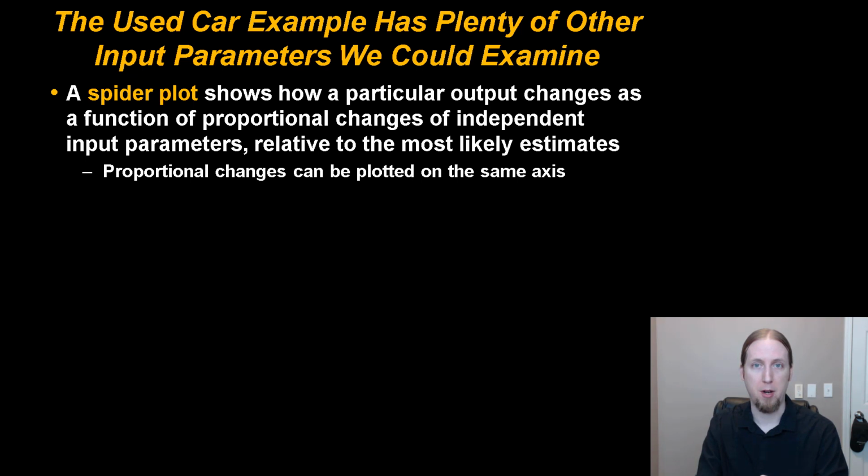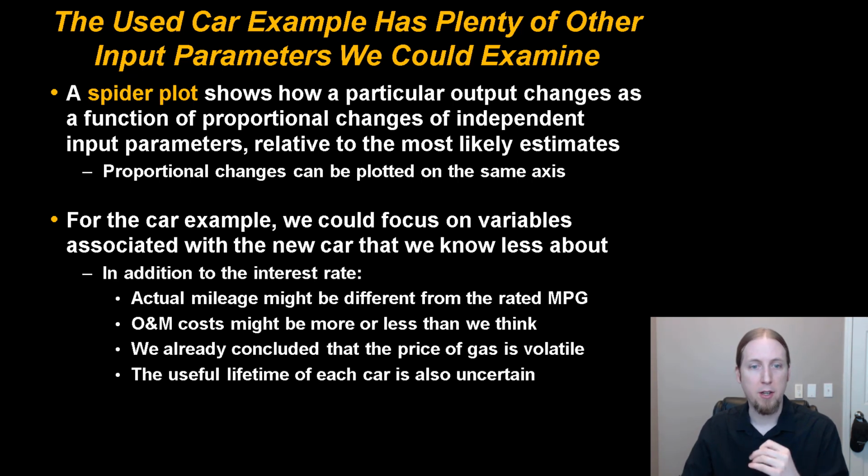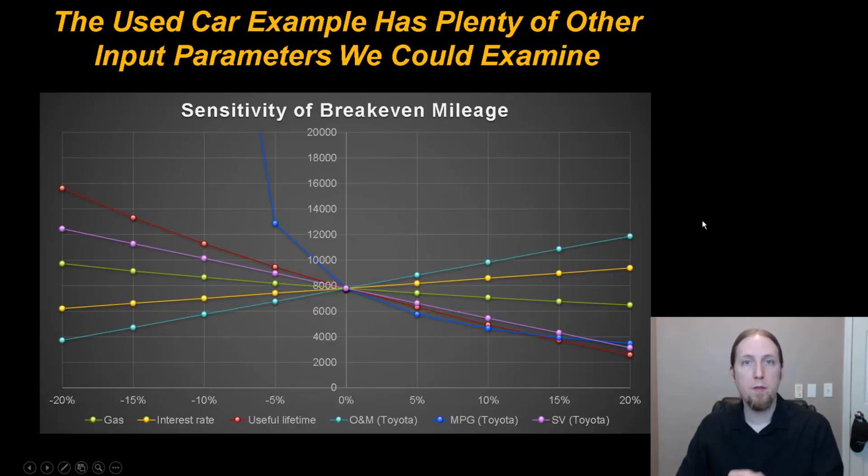in those input parameters. In this example, we can focus on a number of different variables, including things that we talked about in the clicker questions at the beginning of the video, like the interest rate or the useful lifetime or the price of gas, but we also have uncertainty about the actual mileage that we're going to get for the Yaris because we don't own it yet. We haven't driven it. We don't know exactly if it's going to get the mileage that the manufacturer claims. We also might have O&M costs that are more or less than we think.